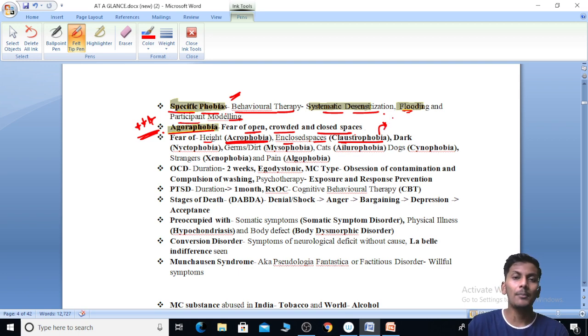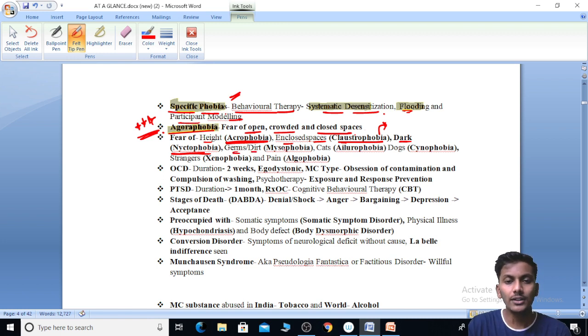Usually in MRI, the patient has to stay for a longer period of time in that isolated machine, right? And if a patient is claustrophobic, the patient can experience anxiety. Therefore, claustrophobia is a relative contraindication for performing MRI, important one. Next is your dark. Fear of dark is known as nyctophobia.